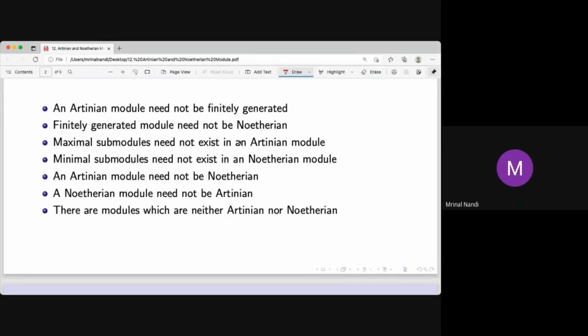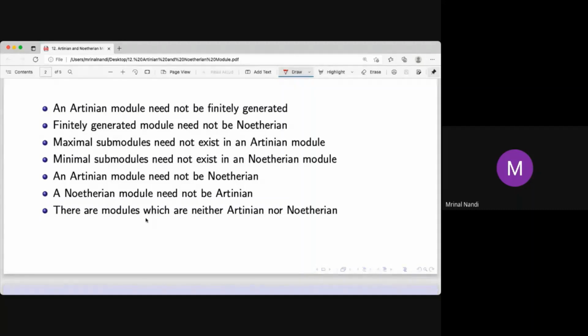A maximal submodule does not exist in an Artinian module. Whether a maximal submodule exists in a Noetherian module, but it may not exist in an Artinian module. It may exist if the module is both Artinian and Noetherian, then it exists. A minimal submodule does not exist in a Noetherian module. So a minimal submodule exists in an Artinian module, but may not in a Noetherian module. And an Artinian module need not be Noetherian. So an Artinian module may not be Noetherian, and a Noetherian module may not be Artinian.